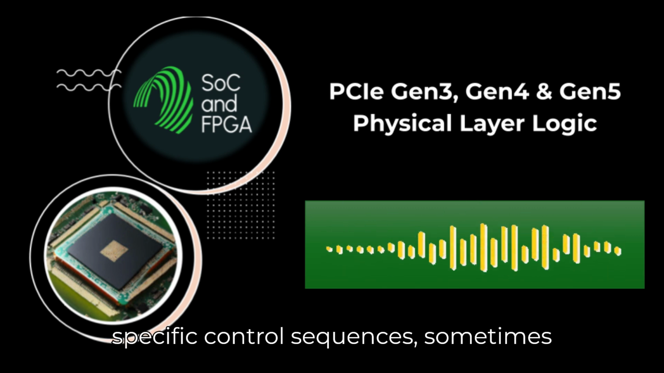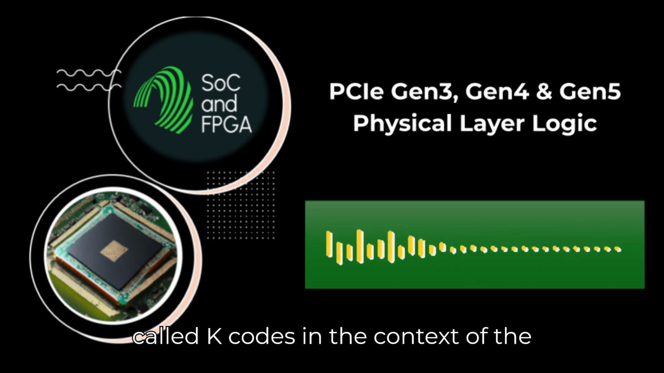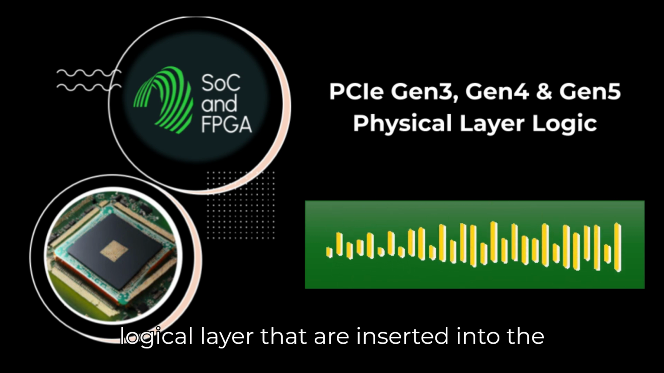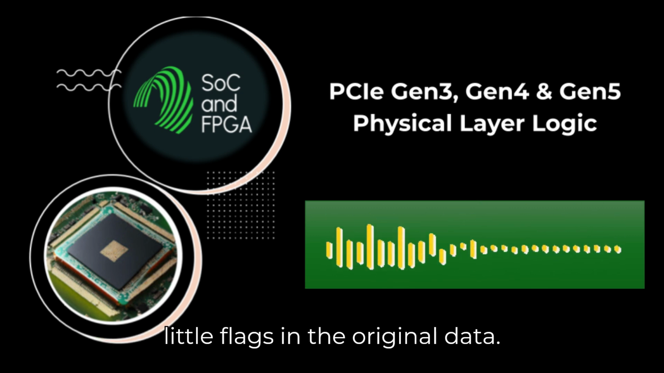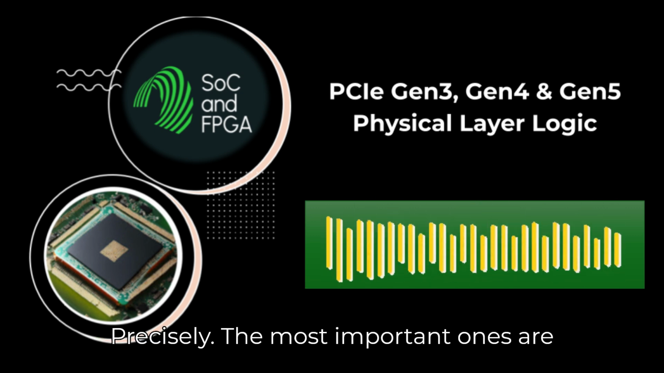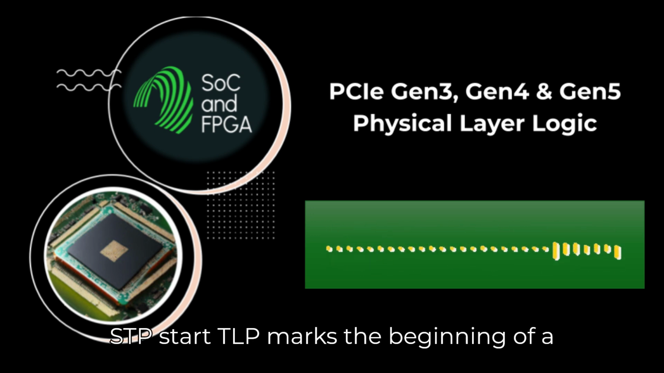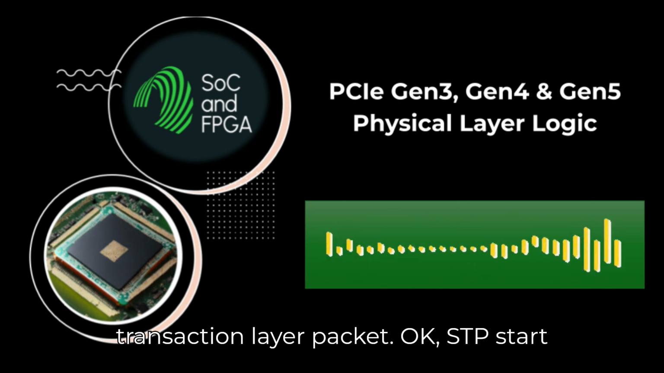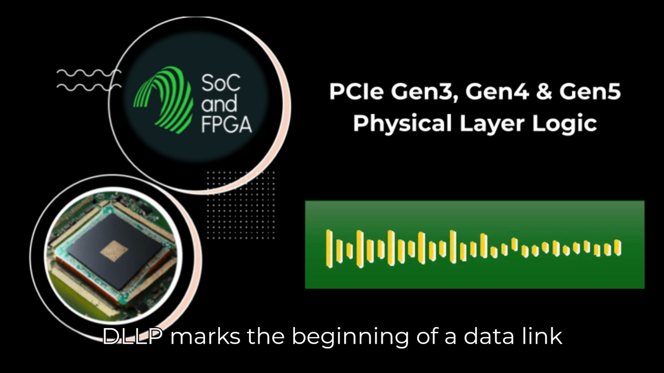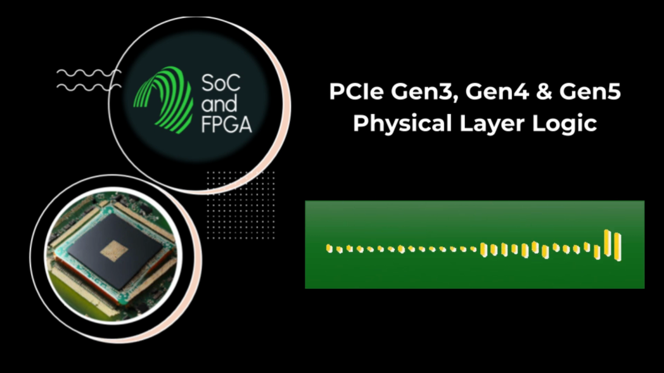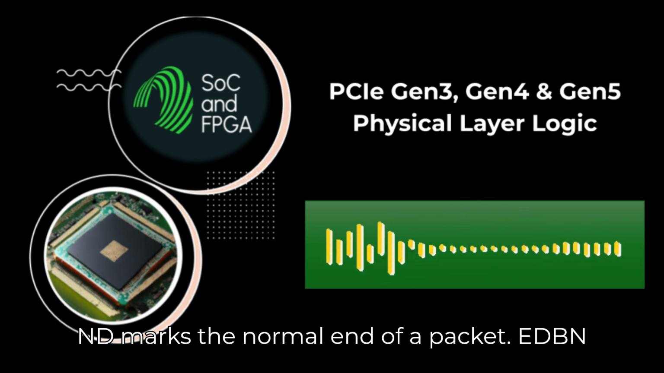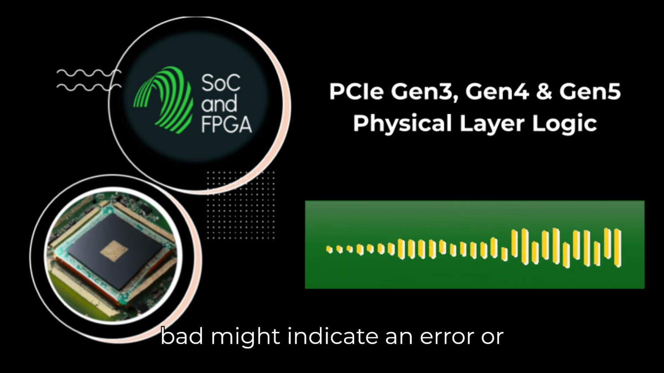These are specific control sequences, sometimes called K-codes in the context of the logical layer, that are inserted into the data stream before it gets scrambled. Ah, inserted before scrambling. They're little flags in the original data. Precisely. The most important ones are STP, start TLP, which marks the beginning of a transaction layer packet. Okay. SDP, start DLLP, marks the beginning of a data link layer packet. Got it. And then END or EDB. END marks the normal end of a packet. EDB, end bad, might indicate an error or truncation.